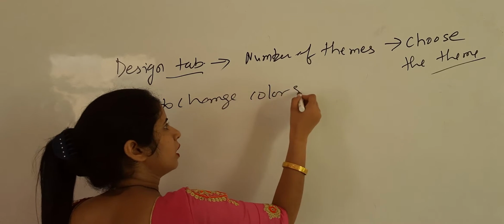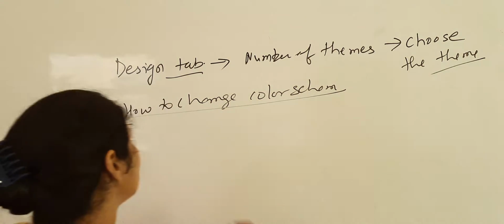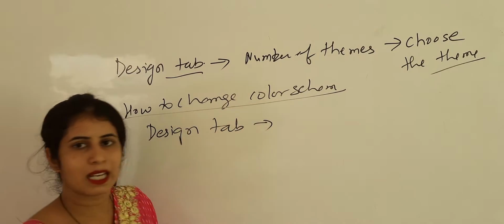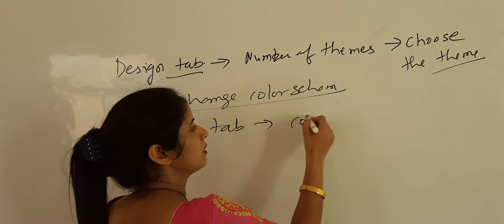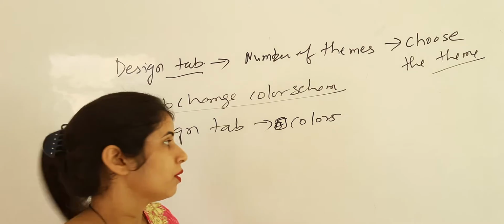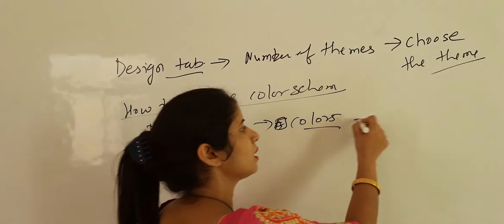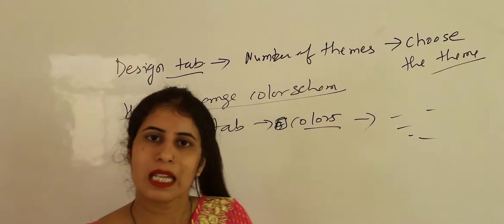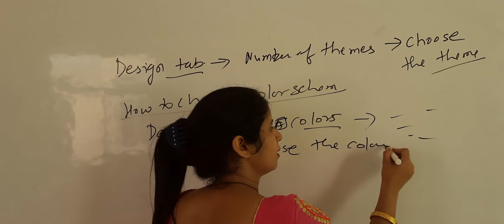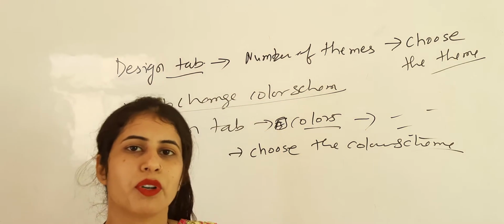If you are going to change the color scheme, then also you have to click on the Design tab. When you click on the Design tab, you will find an option, Colors. This kind of box will be there, it will be colorful. When you click on this Colors option, you will see a number of color themes. Then you have to choose the color scheme. If you choose it, it will be automatically applied to your slides.